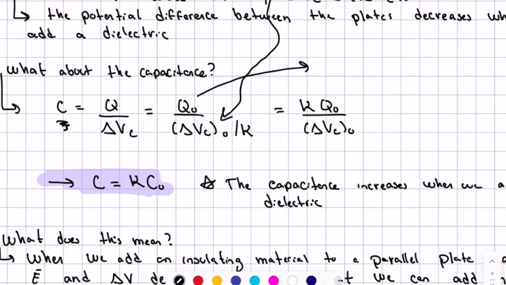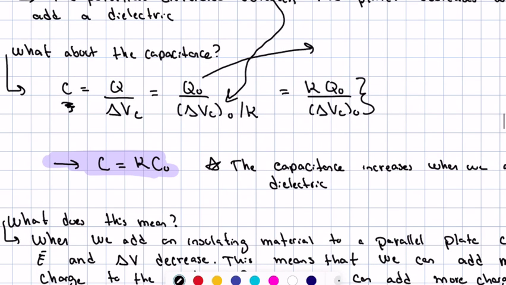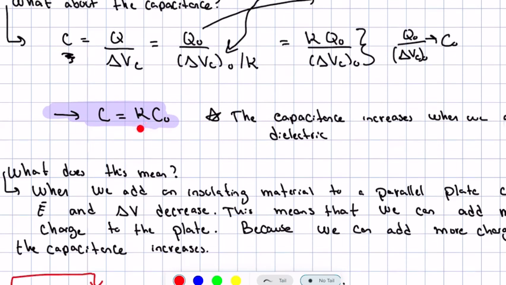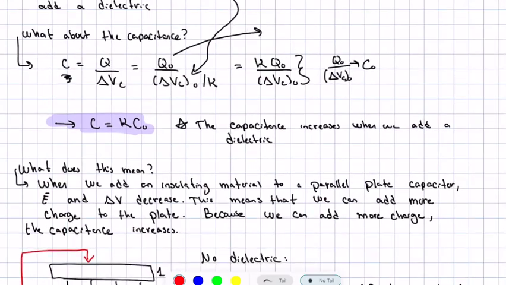Now we rearrange things and we get this equation where the new capacitance, once we've inserted this dielectric or insulator material, is K Q naught over delta VC naught, so the original electric potential. We know that Q naught divided by delta VC naught is the original capacitance. So then we see that the new capacitance is equal to K times the old capacitance. And because K is larger than 1, the capacitance necessarily increases when we add a dielectric.